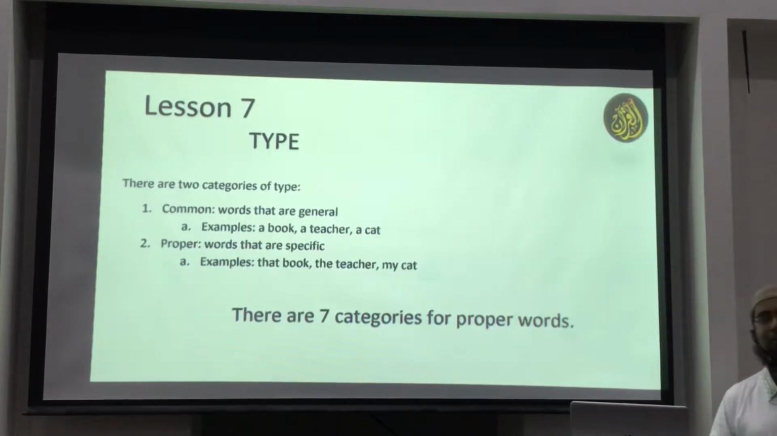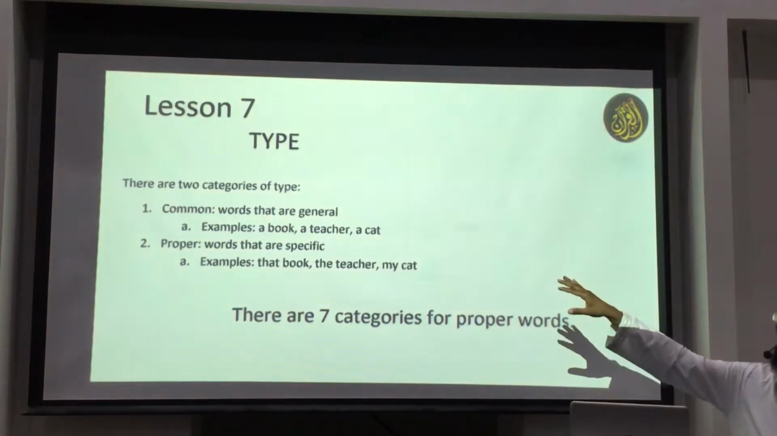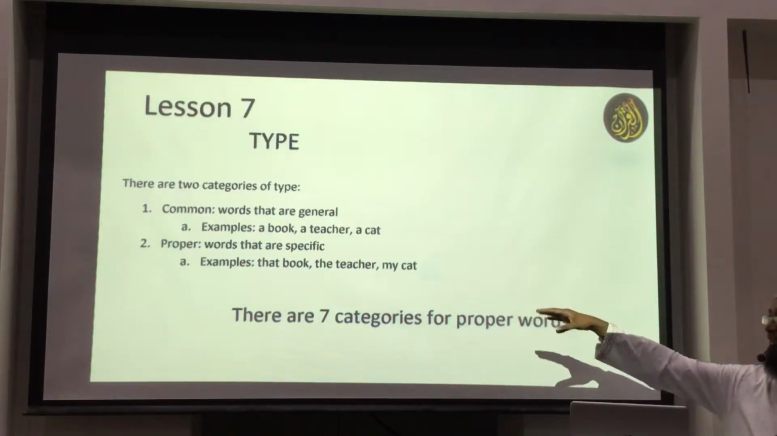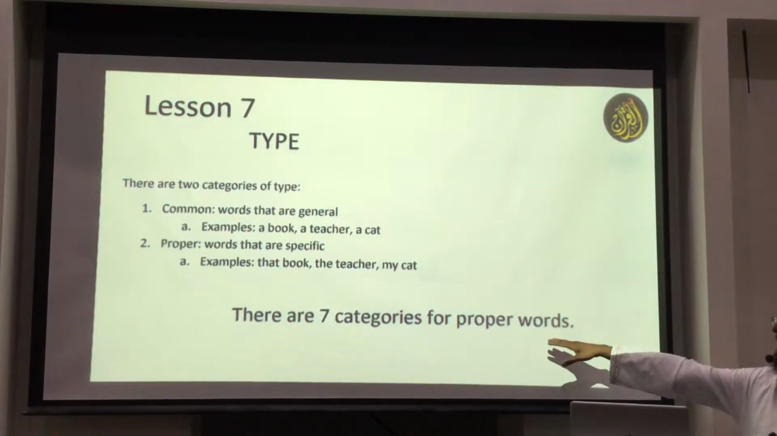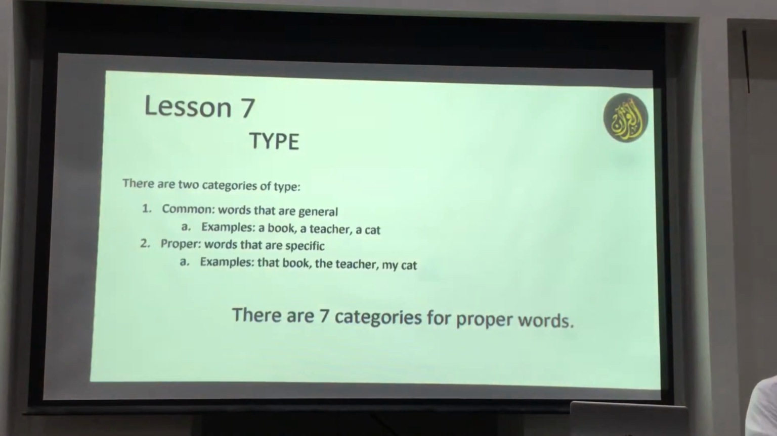Assalamu alaikum, brother. You didn't miss much, we just started. We're talking about types today. I'm just going to quickly review: there are types, common and proper. If you read this, you will understand. Now there are 7 categories of proper words, meaning 7 ways to understand whether a word is proper or common. If the word has any of these 7 things, it's proper. Other than that, it's general.